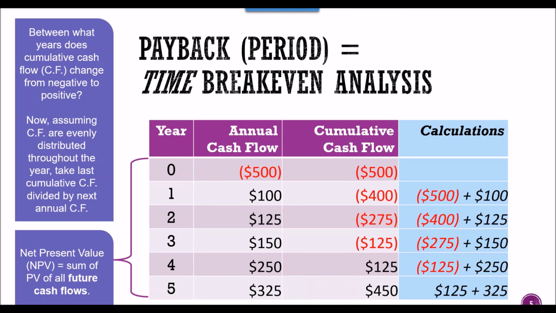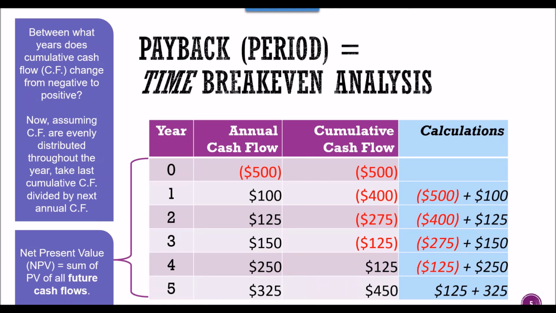Well, if we assume that the cash flow of $250 in year 4 is evenly distributed throughout year 4, so 250 divided by 12 throughout the year, then all you have to do is take that negative 125 figure and divide it by the 250 to get a decimal, and you know that that's a half. So you know that halfway during year 4, you're going to achieve that payback so that you have a cumulative cash flow of 0. That's essentially what the 125 divided by 250 does for you. It gets you to that point where you have no negative cash flows, no positive cash flows, you're just at 0.